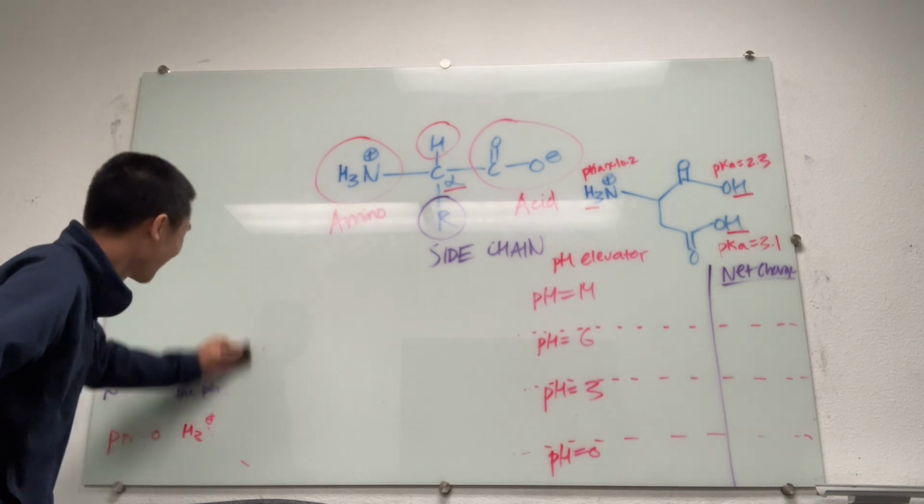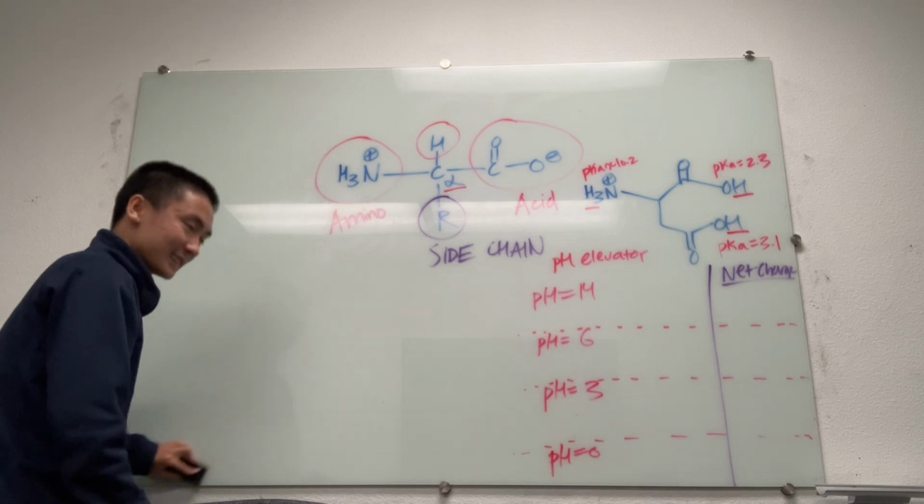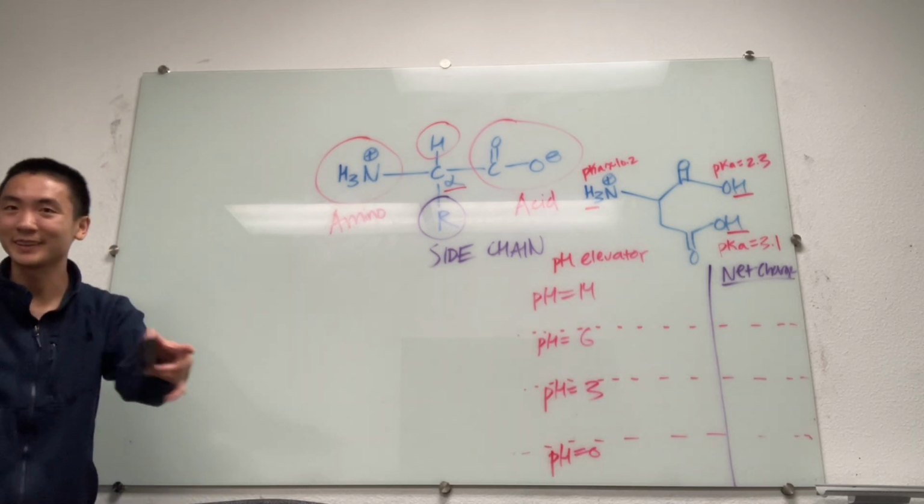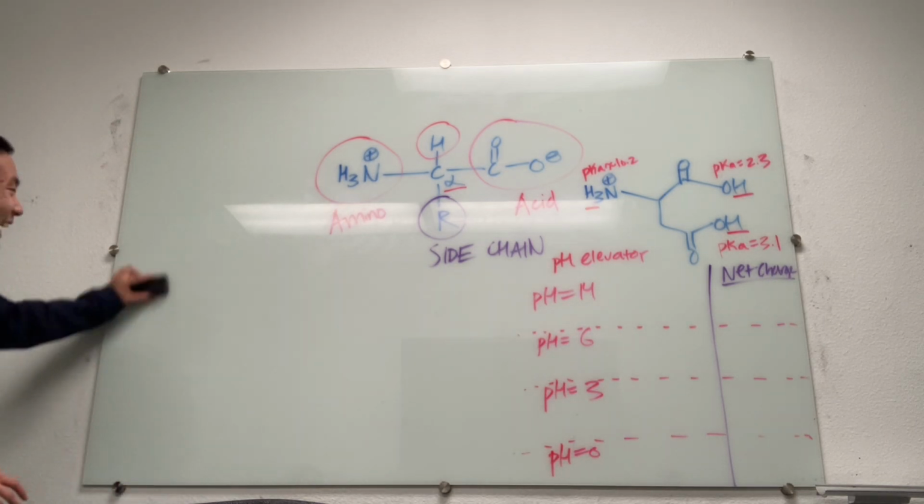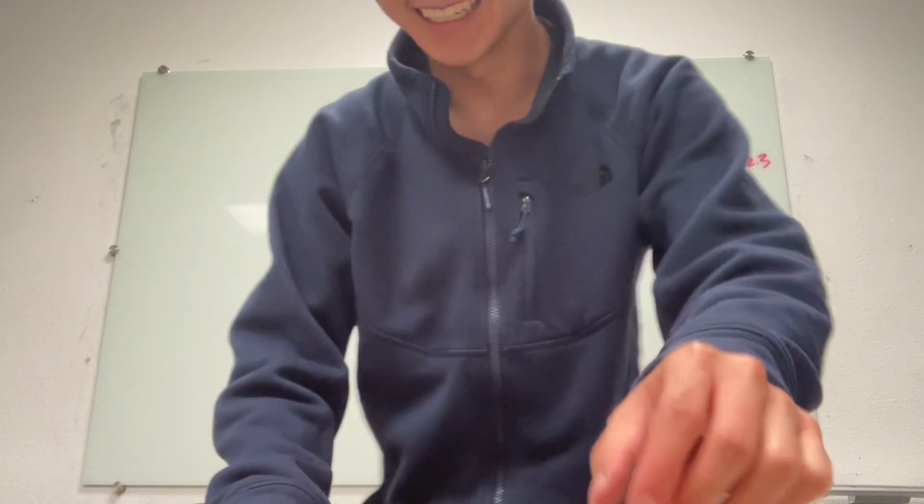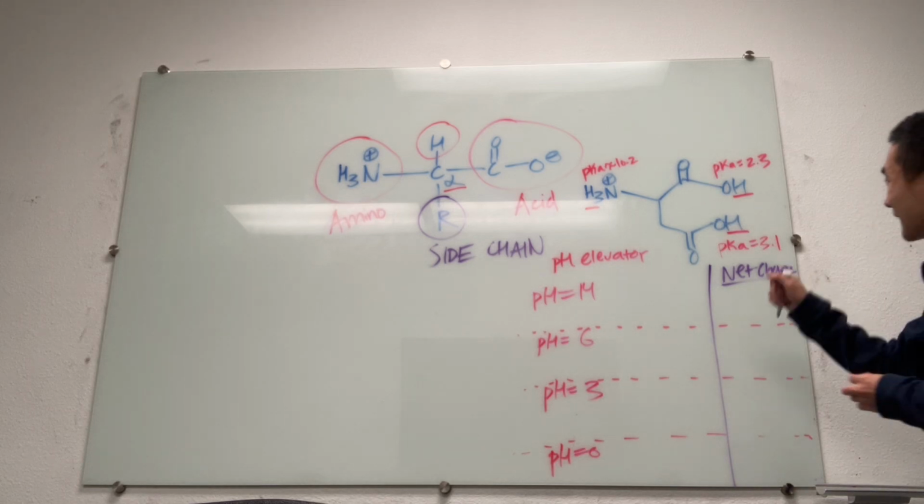Okay, so for pH of 0, yes. You can come up and try drawing on the board too if you're okay with being on camera. Yeah, I'll just draw it out. Just explain to me what it should look like.